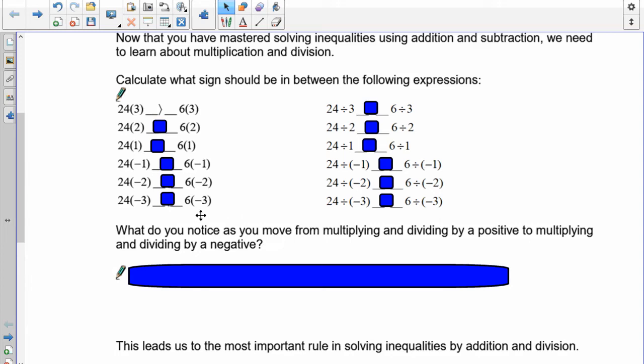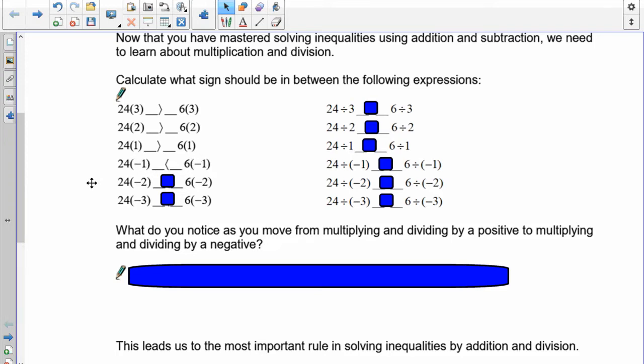Okay, so now you should have noticed something took place when you did this. 24 times 2 is 48. 6 times 2 is 12, so the 48 is still larger. 24 times 1 is 24, and 6 times 1 is 6, so 24 is still larger. Now, when you multiply by the negative, 24 times negative 1 becomes negative 24, and 6 times negative 1 is negative 6, so we have a switch here. The sign has changed directions. Now, this here is larger than that.